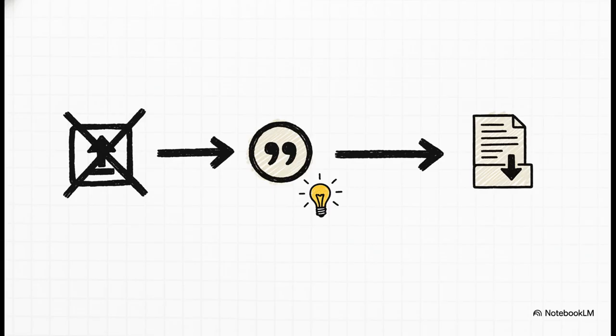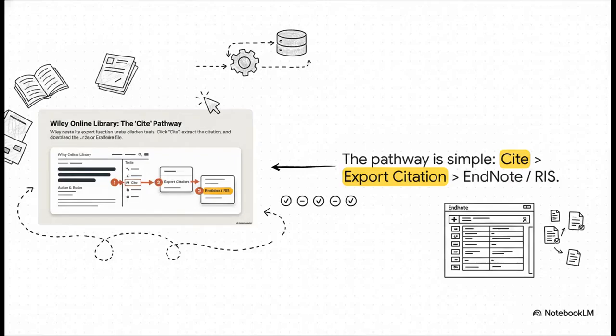And for our final stop, we have Wiley Online Library. Here, the function is just tucked away under a different name. Instead of export, they call it Cite, which makes a lot of sense. The pathway here is just as straightforward. On any article page, you click Cite in the Tools menu. That's going to pop open a new window where you'll see Export Citation. Click that, choose EndNote RIS, and you are done.